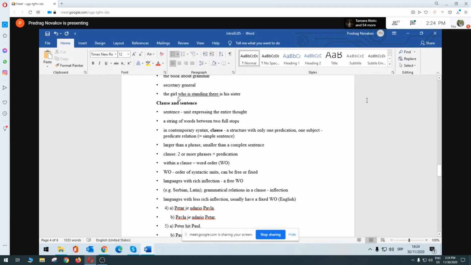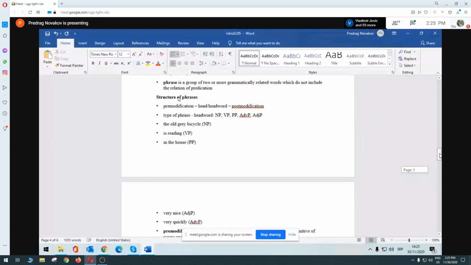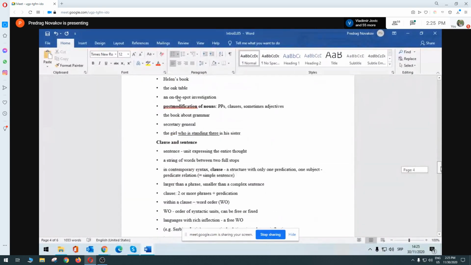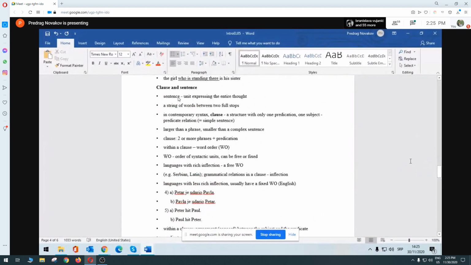Think about it. It's sometimes a problem when we ask students during the oral exam to produce an example of a clause post-modifying the noun, and then the students somehow get confused. Okay, but this is a relative clause. Think about relative clauses. So we have this structure of phrases like pre-modification, head word, and post-modification. Now let's say something about the clause and sentence.